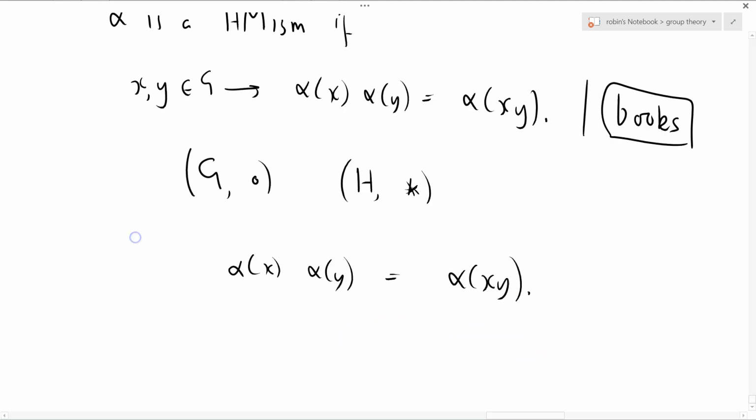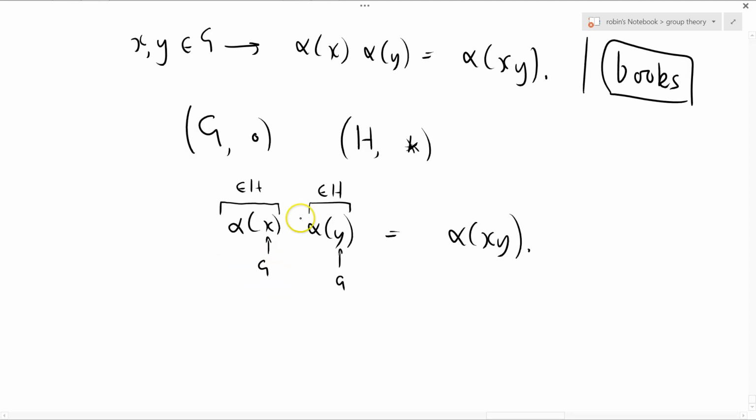If we start thinking about what these actually are, this guy here is actually a member of set H, and this guy here is actually a member of set H as well, because X and Y are in G, and alpha is a map which maps from G to H. So if you give the map alpha something in G, it returns something in H. And I've just casually written them together.